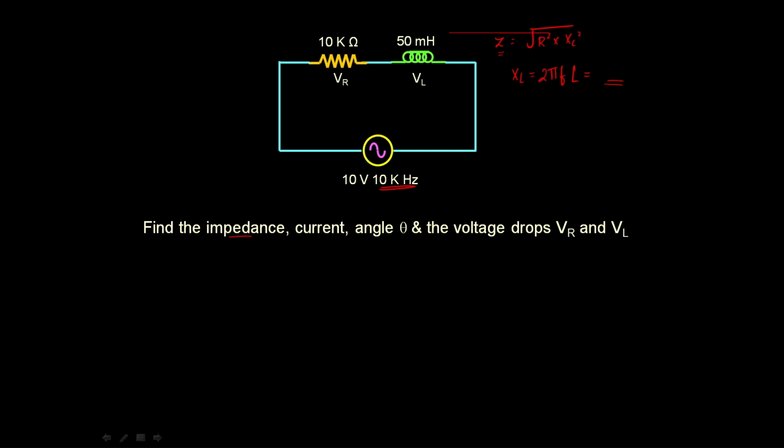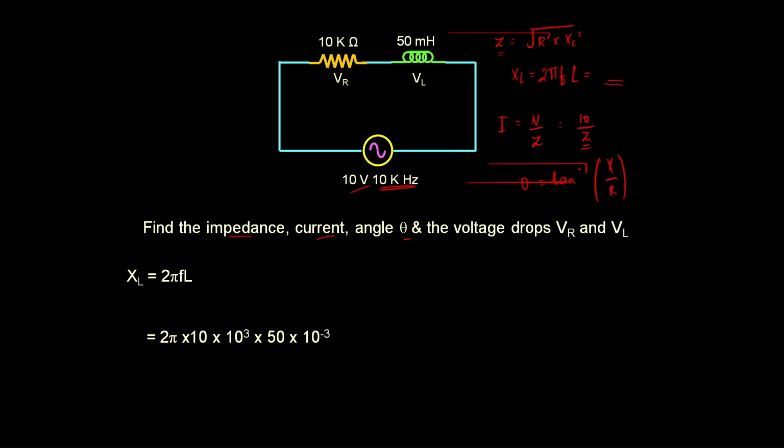Now they are asking you to find current. Current I is equal to V by Z. With this formula, you can find it: voltage is 10 volt, and whatever Z you are getting, you just substitute it and you'll get the current. Then they are asking you to find the angle theta. The theta formula, you know, is tan inverse of X by R.